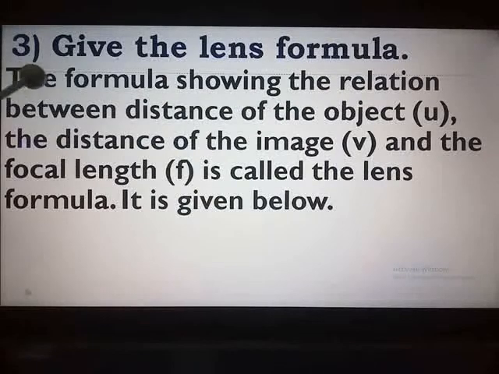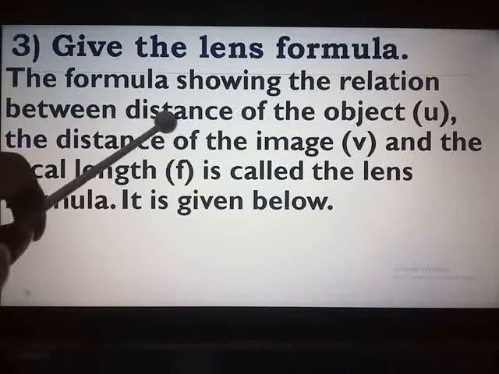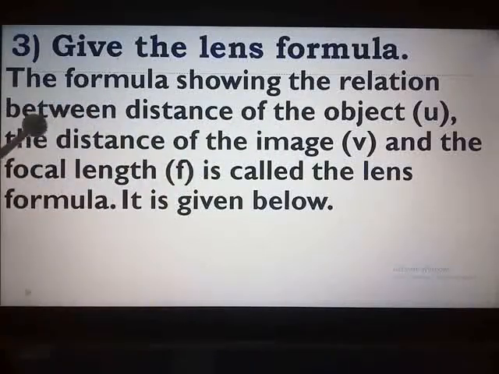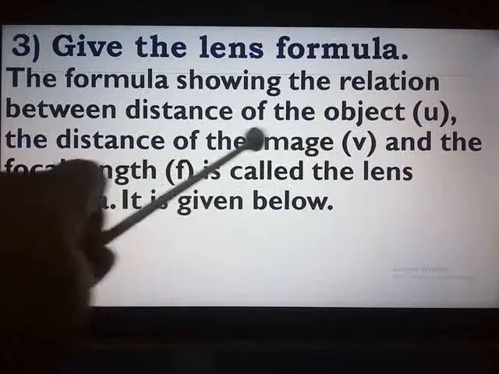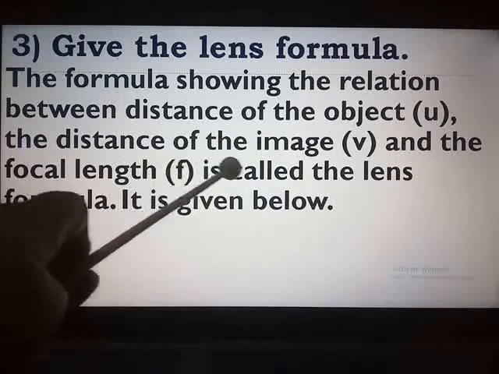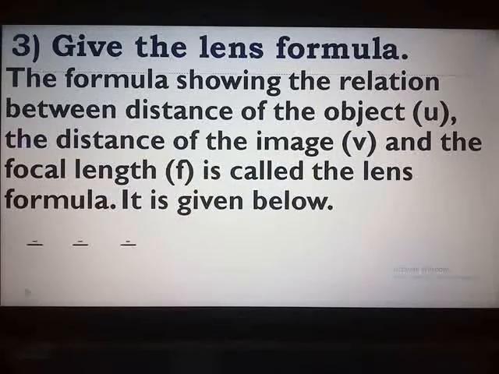The formula showing the relation between distance of the object small u, distance of the image v and the focal length f is called the lens formula, and it is given below as 1 upon v minus 1 upon u is equal to 1 upon f. You only have to remember this formula. I hope you have marked carefully.